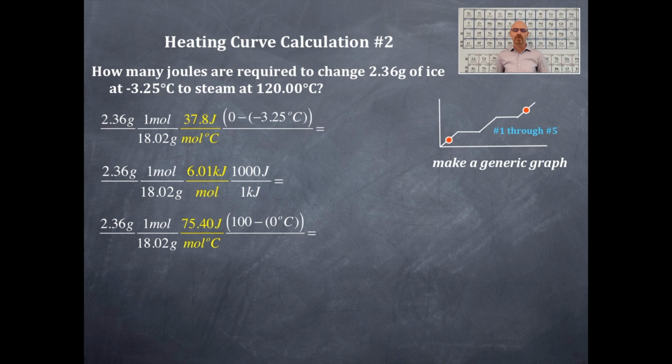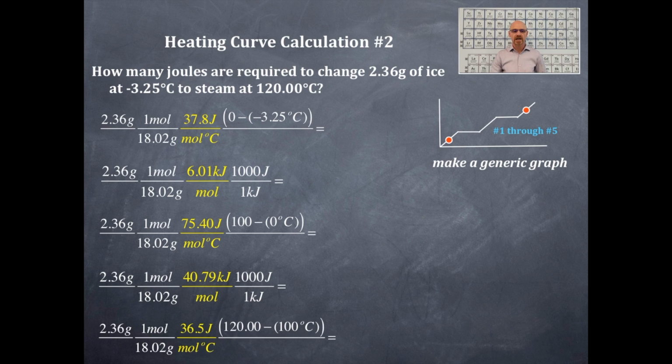Now we're going to do step number 4, and that is the heat of vaporization for water, and that's 40.79 kilojoules per mole. Again, this is very similar to step number 2, except that the constant is different. Now we're going to do the final step number 5, and that's 36.5 joules per mole degrees Celsius. We're doing the same thing here that we did on the previous ones. On the left-hand side, we have the mass divided by the molar mass of water, and then we have the final temperature minus the initial temperature. Again, the final temperature is 120, the initial temperature is 100.